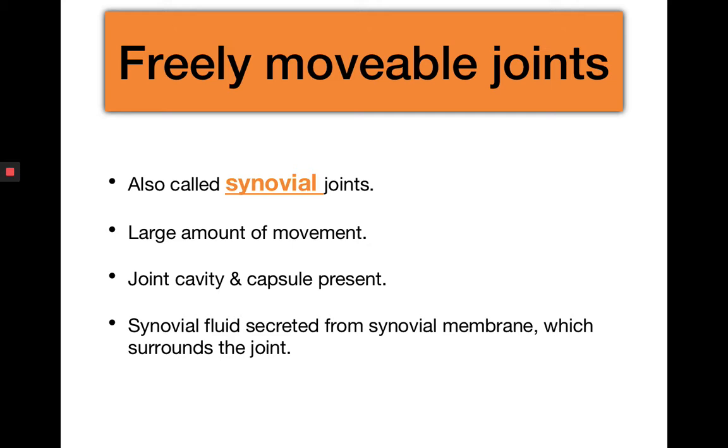And inside this capsule or joint cavity, we have this synovial fluid that secretes it. So we have a synovial membrane that wraps around these, and that synovial fluid is important because it gives us lubrication and absorbs shock. So we'll take a few notes on synovial fluid.